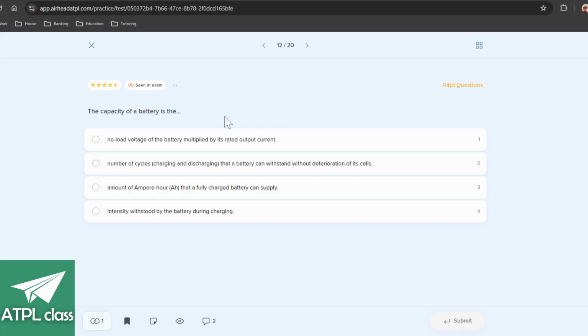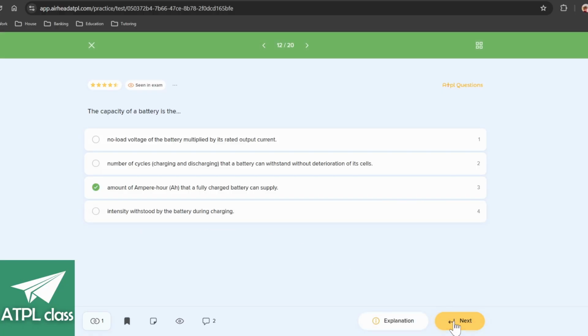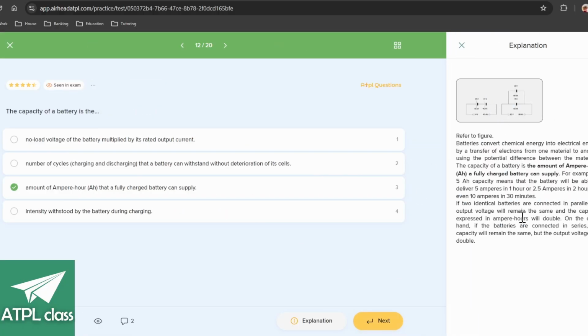The capacity of a battery is, so this is amp hours, how many amps it can supply for how many hours. 10 amps for 1 hour if it's a 10 amp hour battery, or 5 amps for 2 hours, any combination that makes 10, or whatever the battery is rated to. No load voltage of the battery multiplied by its, no. Number of cycles a battery can withstand, no. Amount of ampere hours that a fully charged battery can supply, yes. Intensity withstood by the battery during charging, no. Yes. Explanation, yeah, exactly what I said.